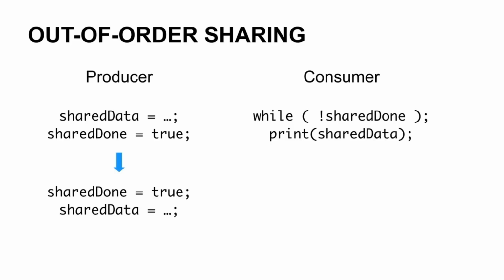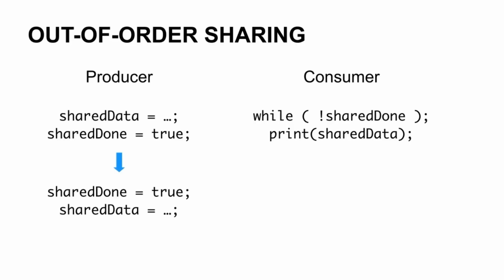The consumer is spinning on shared done, which, as we've already seen, could spin indefinitely, so we already have a problem. But we have another problem. If we were to flip those two assignments, which we've seen is valid, then we would set shared done equal to true first. We could come out of the loop, and the shared data would not actually be available yet. Again, making the variables volatile would solve that. It keeps the assignments in the right order and the reads in the right order. But that's not a very good solution.